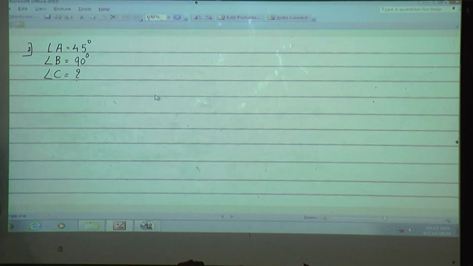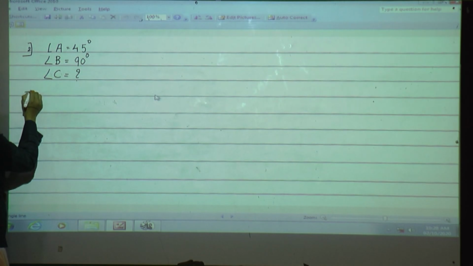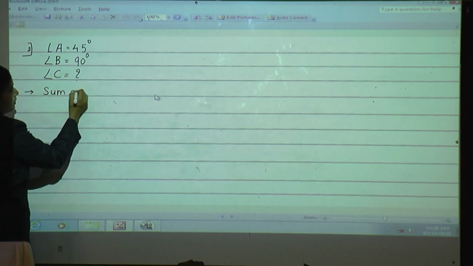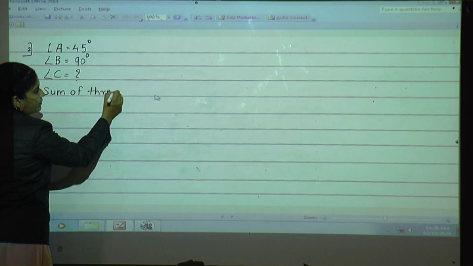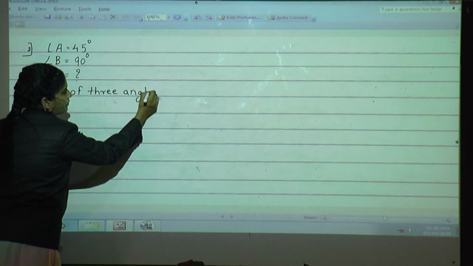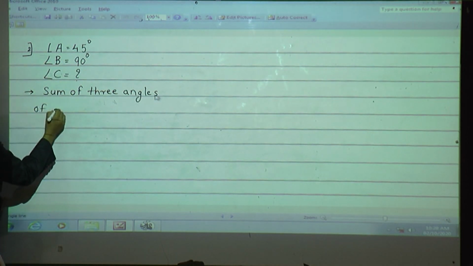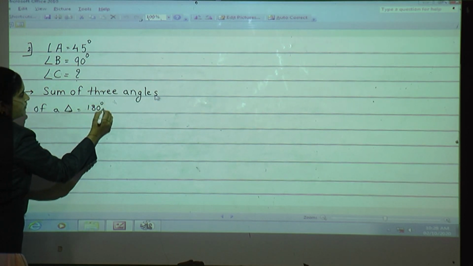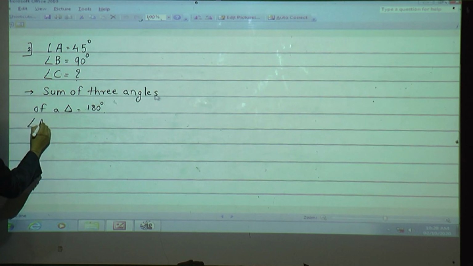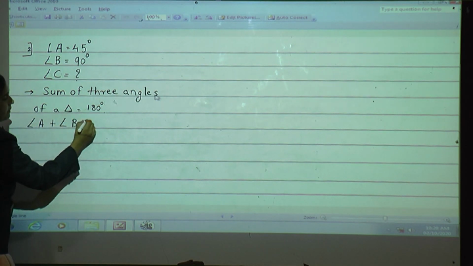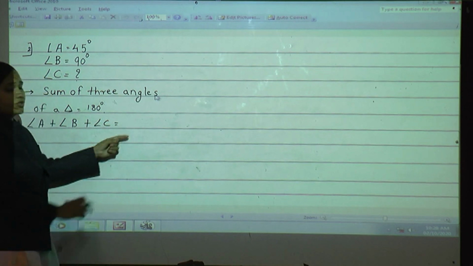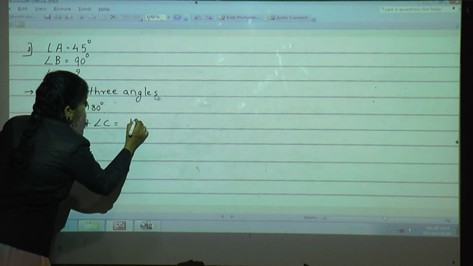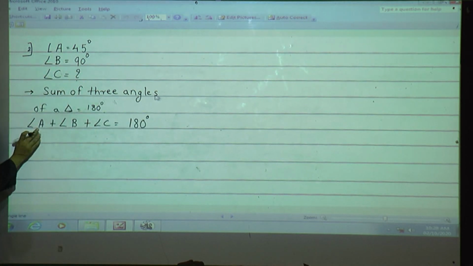So I told you previously that sum of three angles of a triangle is equal to 180 degree. So first one, angle A plus angle B plus angle C is equal to how much? 180 degree.